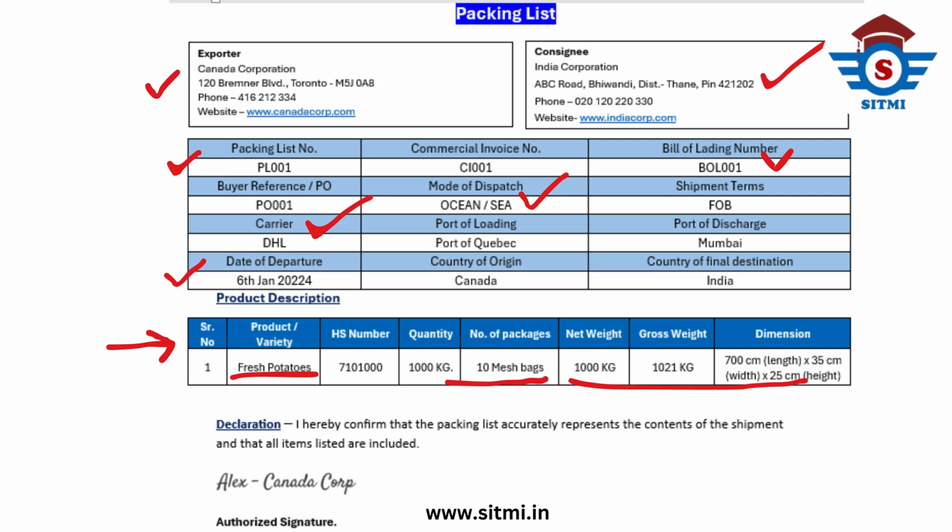The next point is declaration of contents. A declaration stating the packing list accurately represents the contents of the shipment and all the items that are listed are included. The 12th point is authorized signatures. The packing list may require signatures or approvals from authorized personnel within the shipping company or the seller's organization, confirming the accuracy of the document and authorizing the shipment.